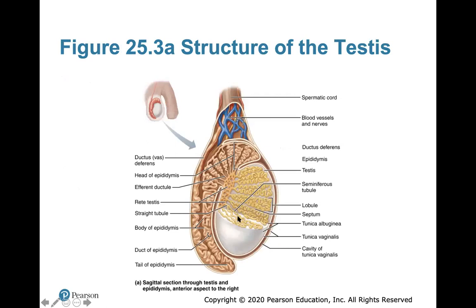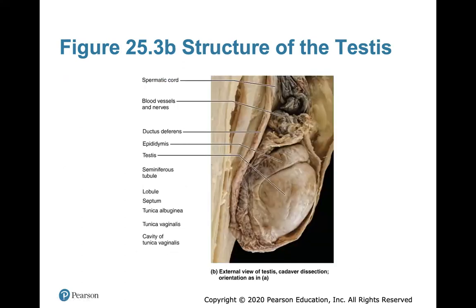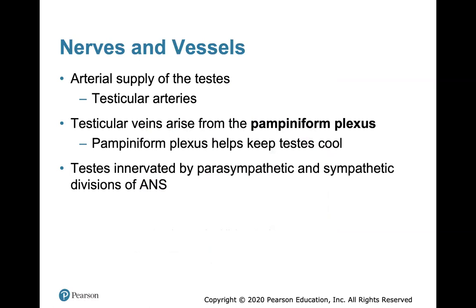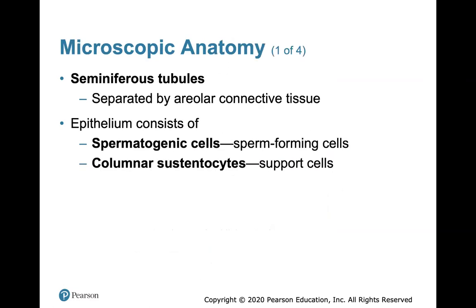This is where sperm will be produced, and then sperm will travel to the epididymis to mature. And when sperm are completely mature, they will travel up and out of the ductus vas deferens. So you have different arterial supplies to the testes of nerves and arteries. I'm going to pass over some of this. You have different microscopic anatomy.